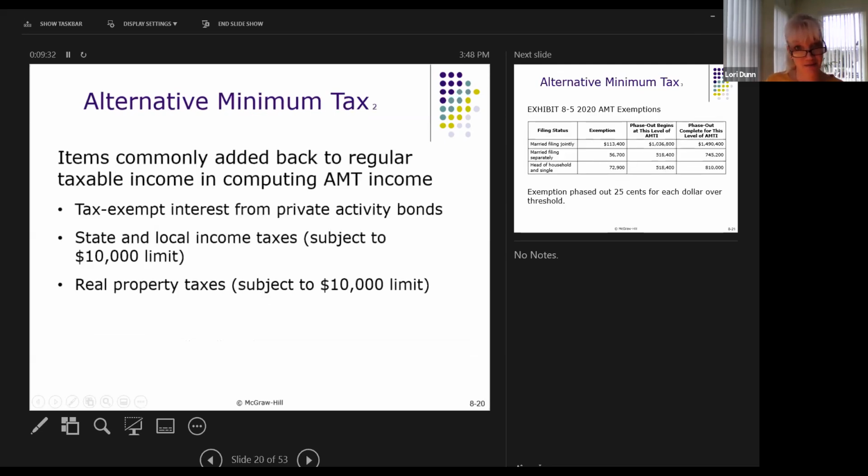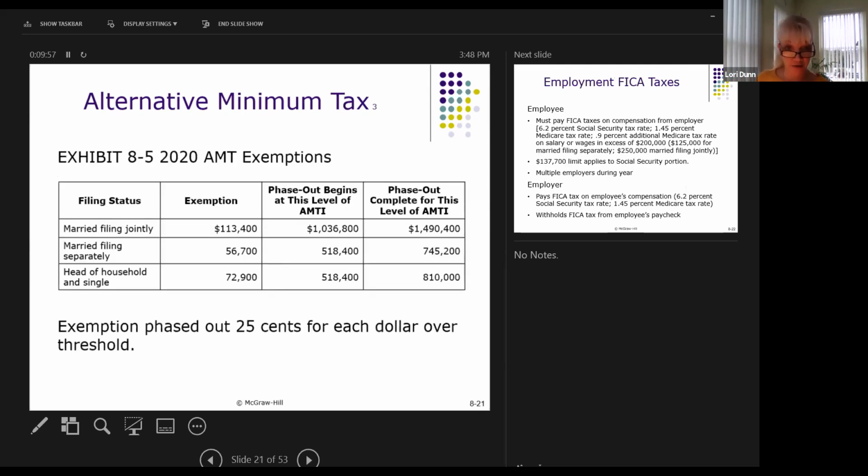Okay, we talked about that. So again, items that are commonly added back. If you have tax exempt interest from a private activity bond, if you itemize deductions, all of your state and local income taxes and real property taxes are added back. You're not allowed to deduct those for AMT, for alternative minimum tax computation. There's your exemptions, and these phase out 25 cents for every dollar over the threshold.